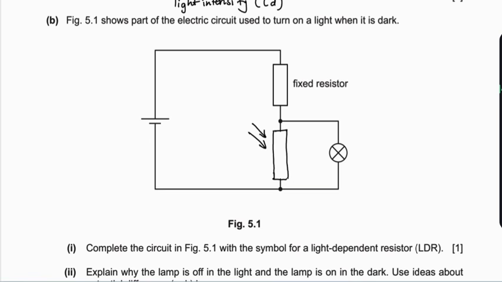That's the LDR. Some people put some circles around it. It's still okay to put a circle around that resistor, but what is important is to show that there's some light coming onto that resistor.